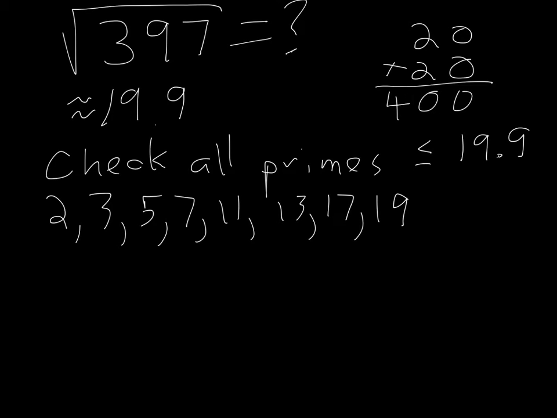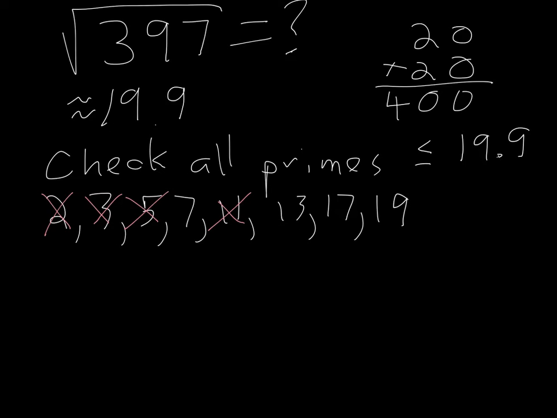So, right off the top, the number doesn't end in an even digit, so it isn't divisible by 2. Let's check if it's divisible by 3. 3 plus 9 is 12, plus 7 is 19. 19 isn't divisible by 3, so the number isn't divisible by 3. The number doesn't end in 0 or 5, so it isn't divisible by 5. 7 we'll have to check, I'll leave that for now, but we have a test for 11. It's the alternating sum of the digits. So 7 minus 9 is minus 2, plus 3 is 1. 1 isn't a multiple of 11, so it's not divisible by 11.